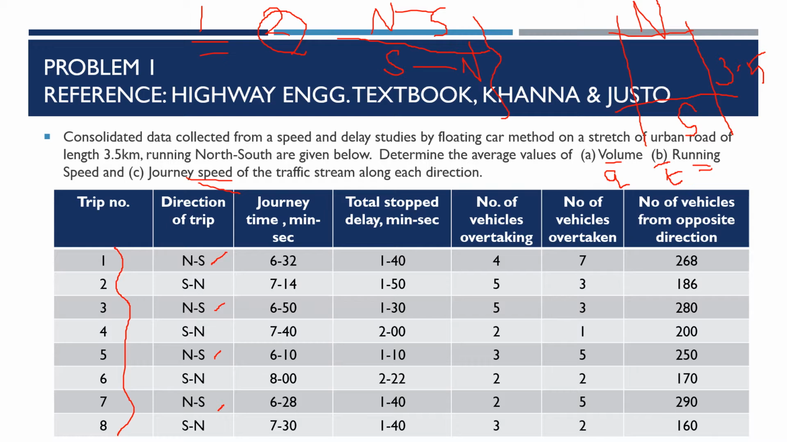Alright. For each direction we have data for journey time and delay, which is stopped delay. And we have the number of vehicles counted when the test vehicle was moving along with the stream: how many vehicles have been overtaking, how many vehicles were overtaken by the test vehicle, and the number of vehicles from the opposite direction. Alright. Now let's look into the application of this equation, or rather how we look into the data to fit into the equation.